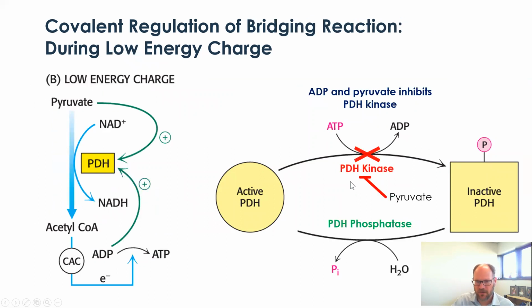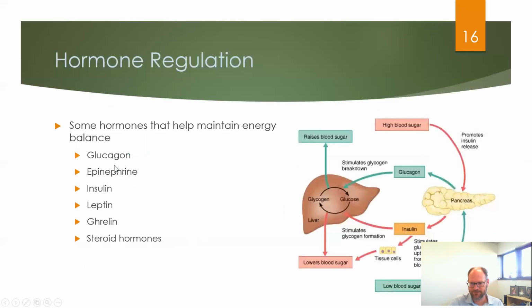So there's also a feed-forward stimulation mechanism that happens with pyruvate that is also mediated through pyruvate dehydrogenase kinase, where pyruvate binds to and inhibits pyruvate dehydrogenase kinase and enables the phosphatase activity to occur, ultimately stimulating the bridge cycle activity. ADP also acts as a positive activator of pyruvate dehydrogenase.